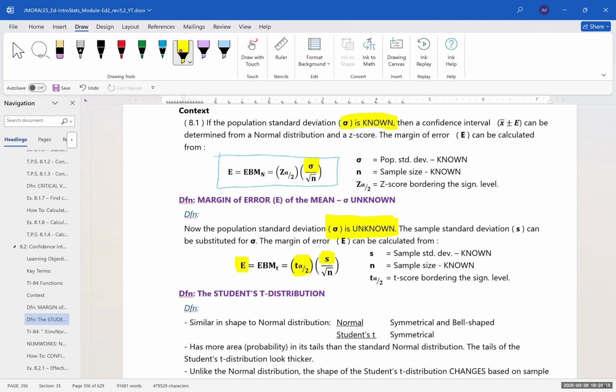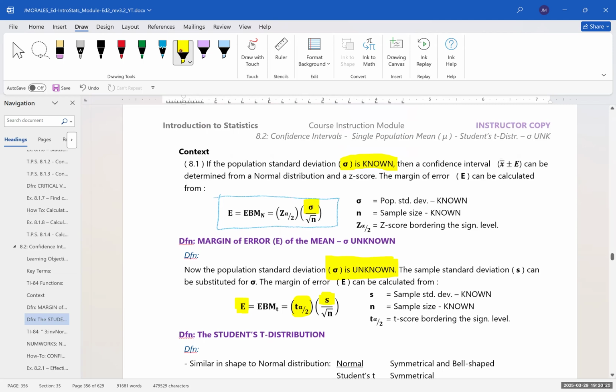All right, we'll get into the student's t-distribution next. But what I want to do is I just want to connect what we did in the previous section with what we're doing in this section, 8.2. And in 8.2, this is the scenario that we're looking at. And these are the changes that are coming because of the population standard deviation being unknown. All right, so let's stop here.